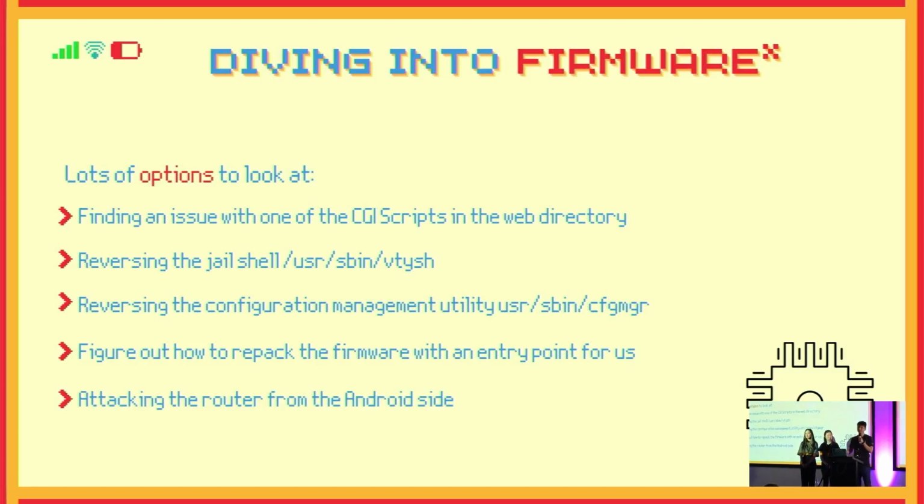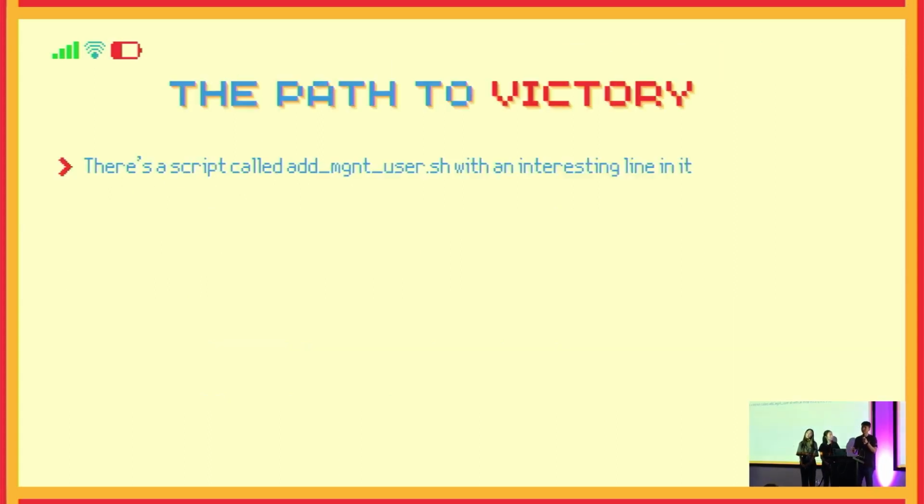So we have access to the Android side of the device. Maybe I could attack the router side from the Android side. Maybe there's some implicit trust going on there or something. Ultimately, though, the path to success and victory was via the third dot point, which is looking at the config management utility. It turns out that the config management utility actually calls a script called add management user.